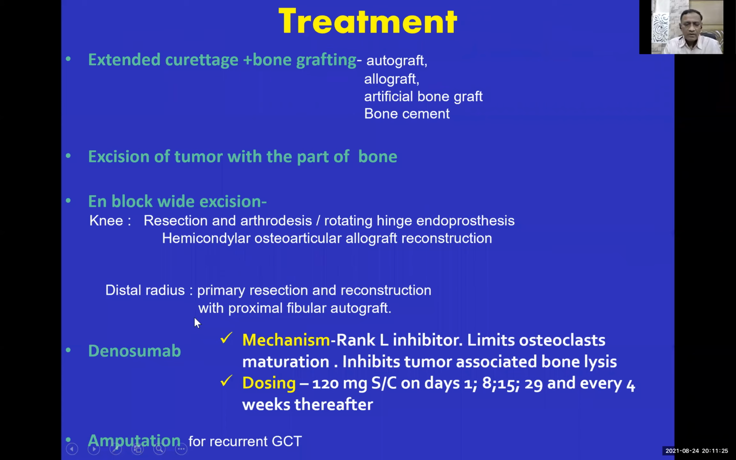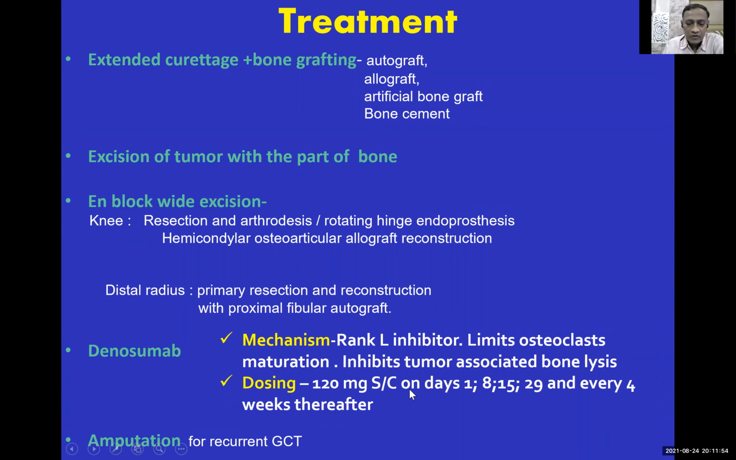The most important or commonly asked question is about the denosumab drug. This is the drug which is basically a RANK-L inhibitor. It limits the osteoclast maturation and inhibits the tumor-associated bone lysis. And what is the dose? It is about 120 milligram given subcutaneously on day 1, then on day 8, day 15, and day 29, and thereafter every 4 weeks till you get a desired effect.